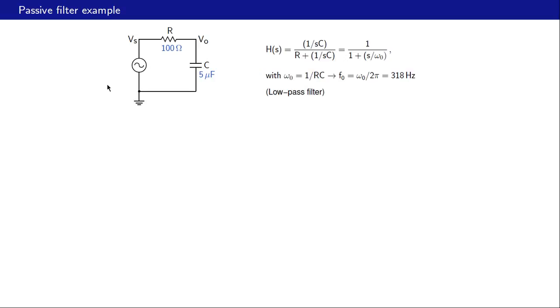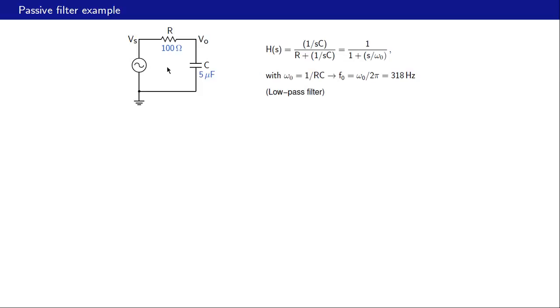Let us now look at how a filter can be implemented in practice. We will first look at passive filters, which use resistors, capacitors, inductors, no transistors or op-amps, and then we will look at op-amp filters later and see what the advantages of using op-amps are.